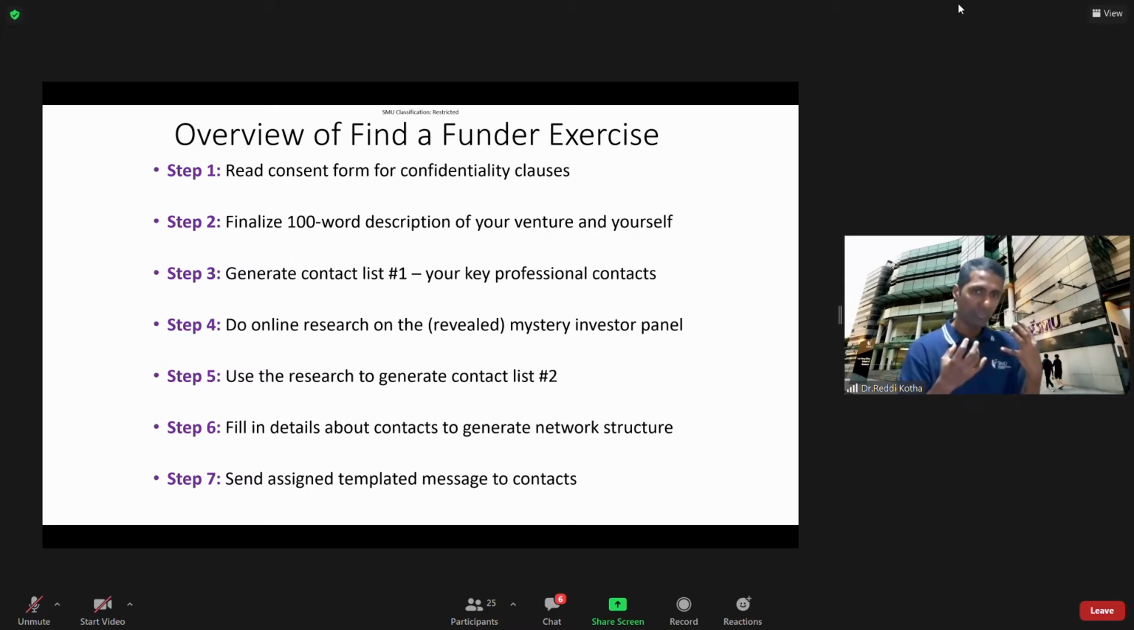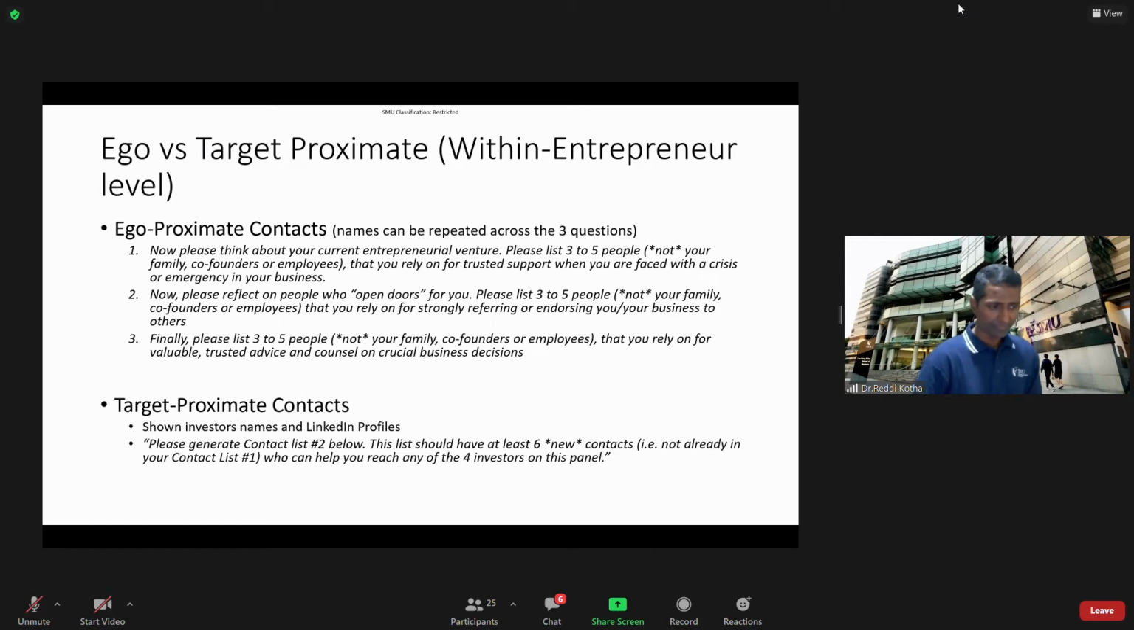Contacts around you, contacts around the venture capitalist, right? And send the assigned templates. The entrepreneurs are to send assigned templates. So to generate names of who your contacts are, we ask questions: 3 to 5 people who currently you rely on for support, for referring, for valuable advice and trust. This is to get before we show them the investors.